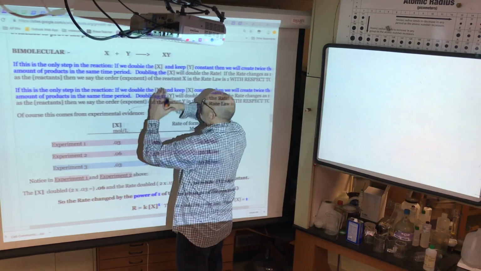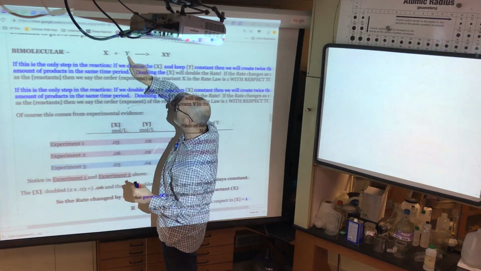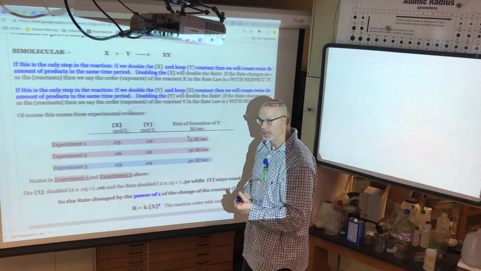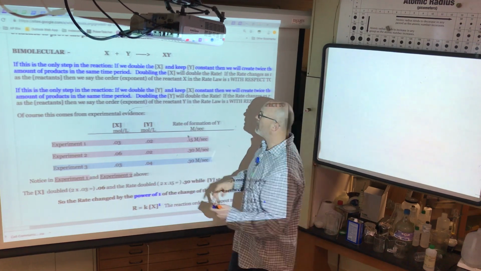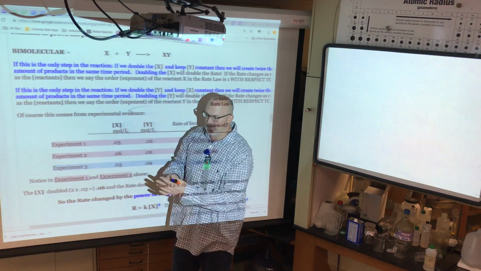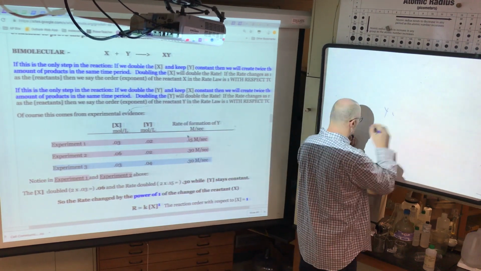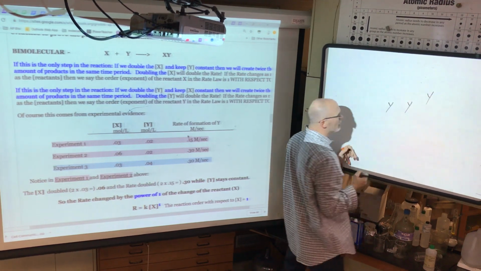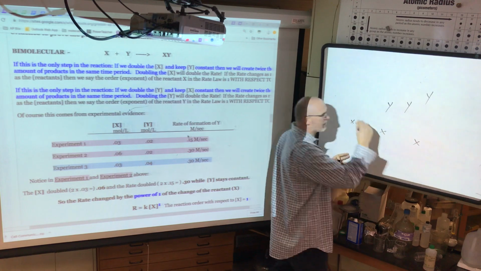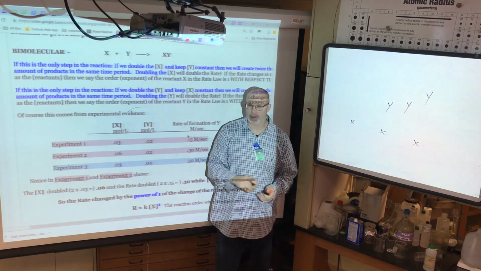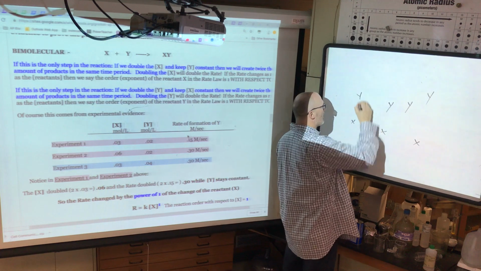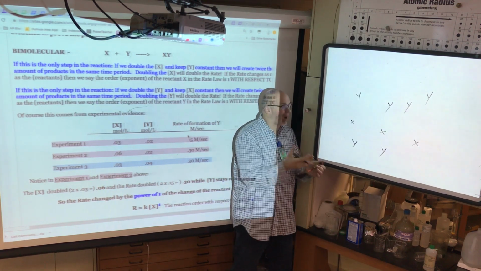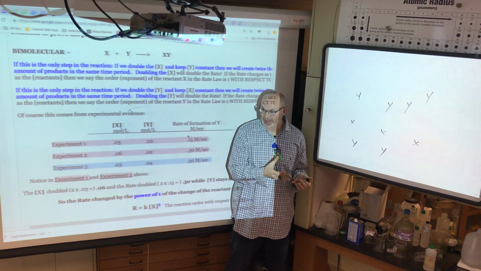If this is a single step and I double Y, Y is going to find X twice as fast. That's why it works. Yes? But why would it change the power of 1 if it's doubled? Because if I double Y, think with me for a second. We have a bunch of Y's, because that's what I'm using, and a bunch of X's in my reaction vessel. Now, keeping X constant, if I double the amount of Y's and they're moving randomly, won't Y find X twice as fast? So the rate increases.